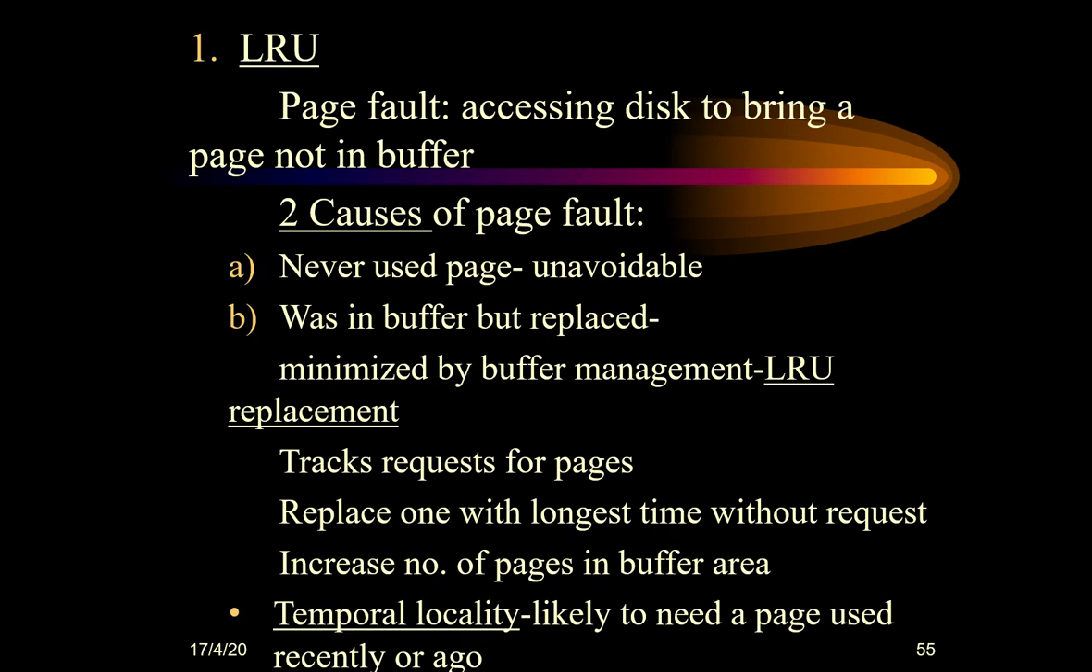We'll see the first one, LRU. In LRU, we mainly concentrate on page faults. Now, what is a page fault? If we have a request for a page, and that page is not available inside your buffer, in the sense inside your memory, then it goes to the secondary storage and gets it into the memory. This is known as a page fault, that is, the page is not available inside the memory. Now, what are the two causes of page fault?